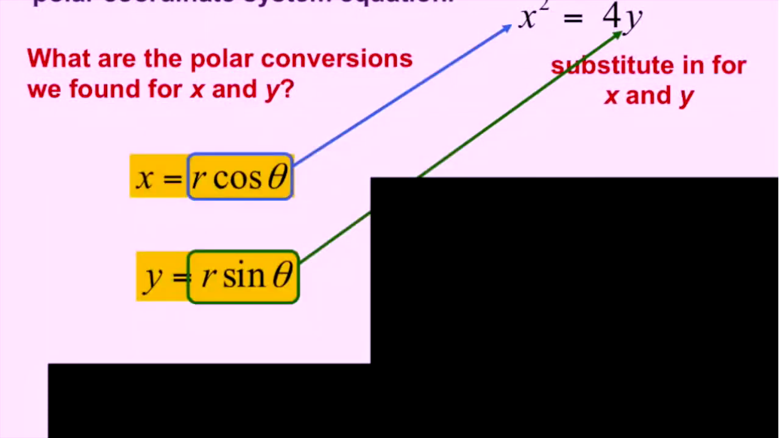So if it's asking me to convert it, all I need to do is plug in the formulas that we found earlier today, which are these. So we found that x equals r cosine theta, so I'm going to put that where I see my x. We found that y equals r sine theta, so I'm going to put that where I see my y. So let me give you guys a minute to try that on your own paper. Plug them in, substitute them in for x and y.